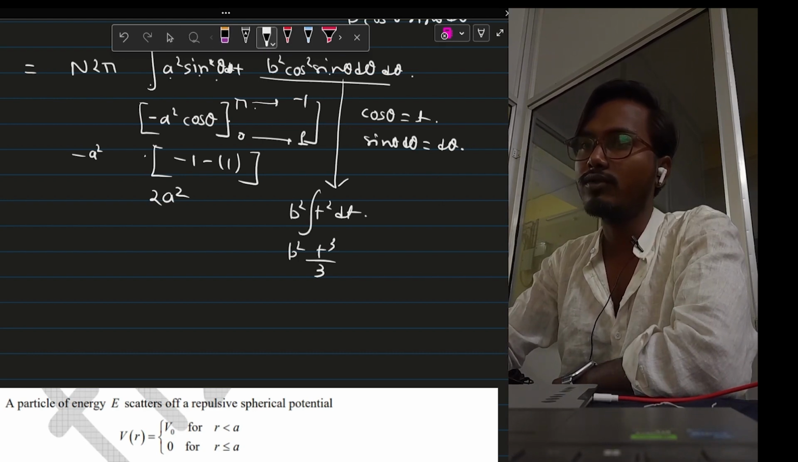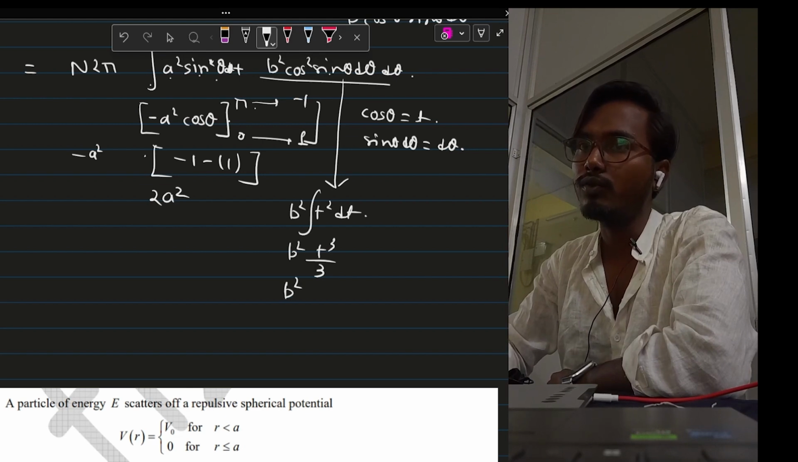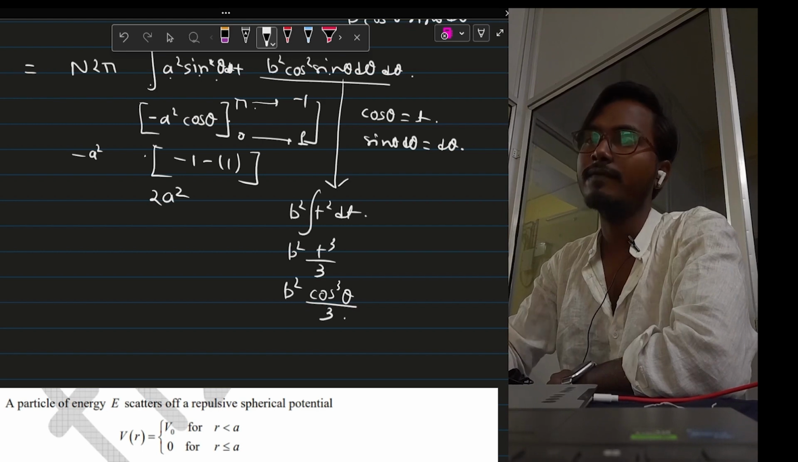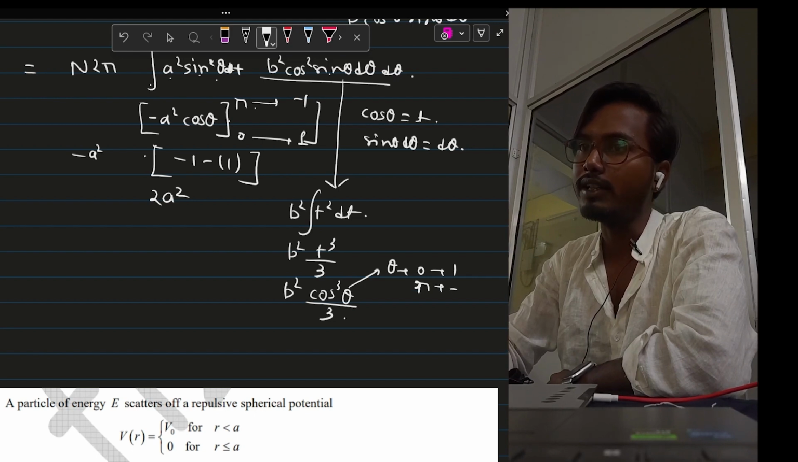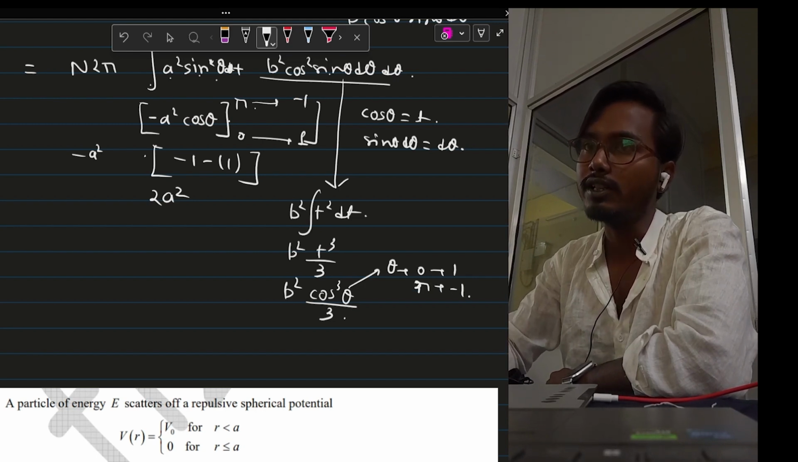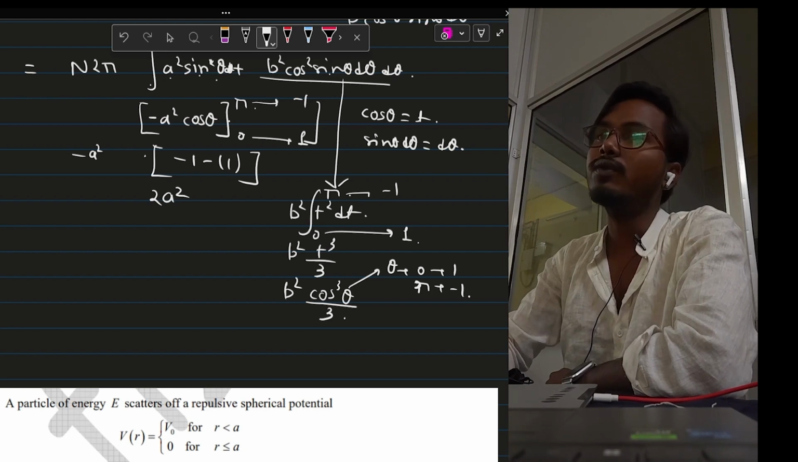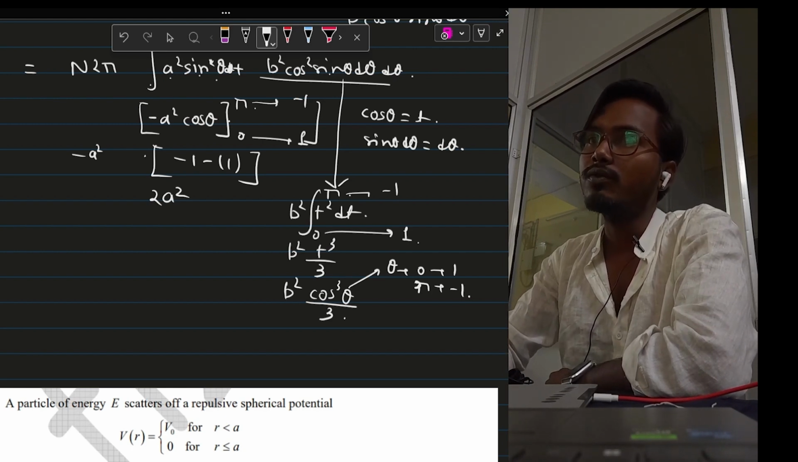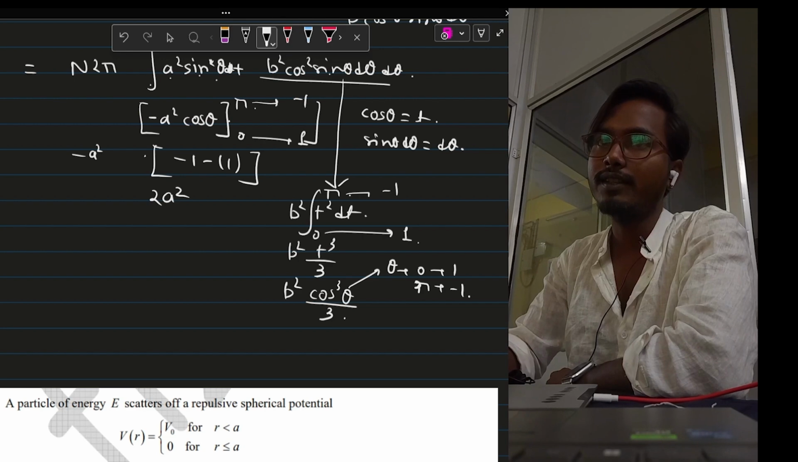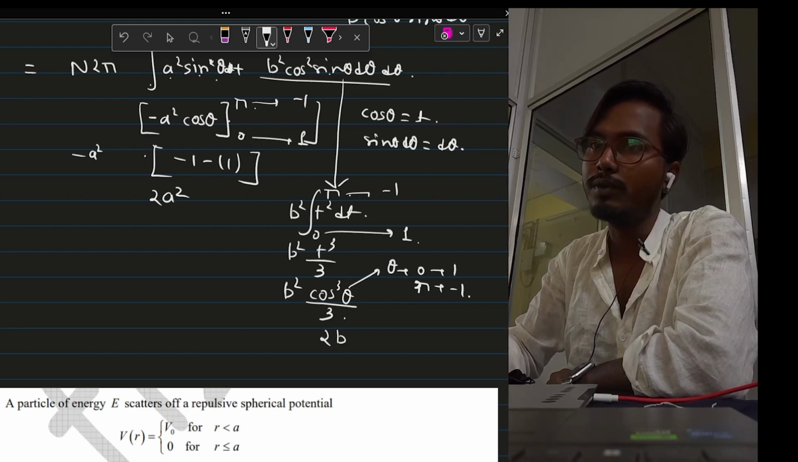Actually, let's take these values. We put here cos cube theta divided by 3. For theta equals 0 it is 1, for pi it is -1, and we have to integrate from 0 to pi. For pi it is -1, for 0 it is 1, and if we integrate these terms we get the value 2. So what we get is 2b square upon 3.